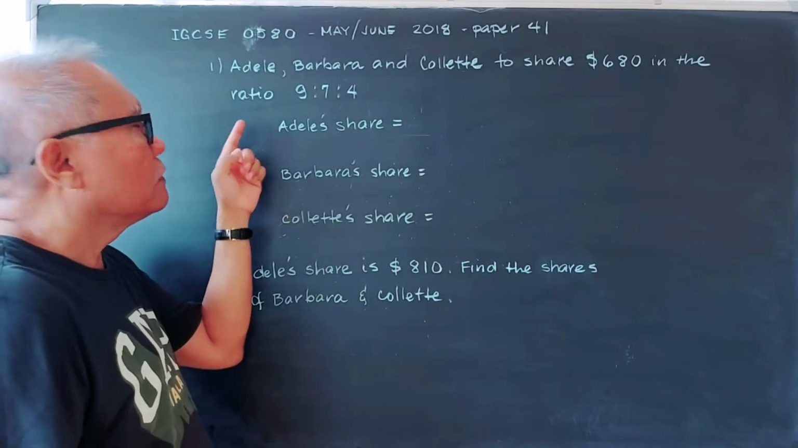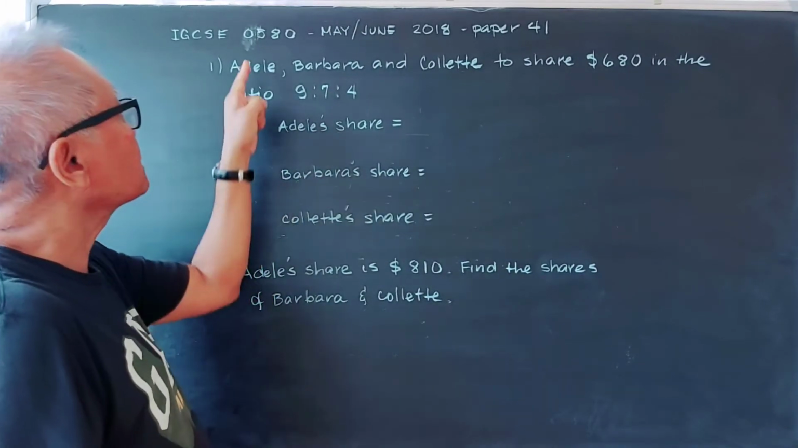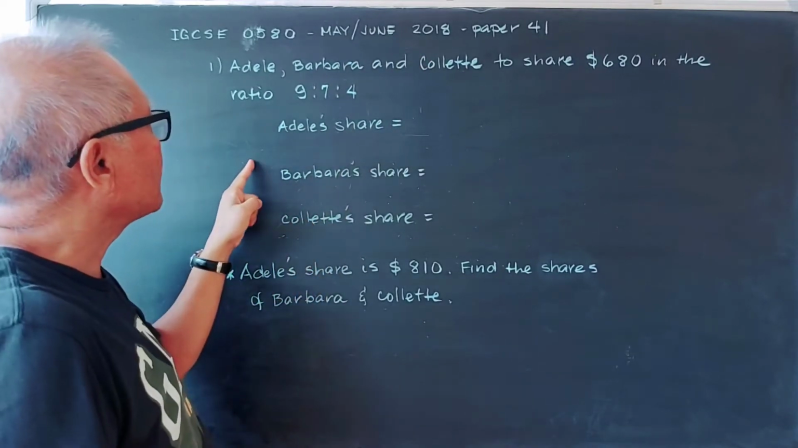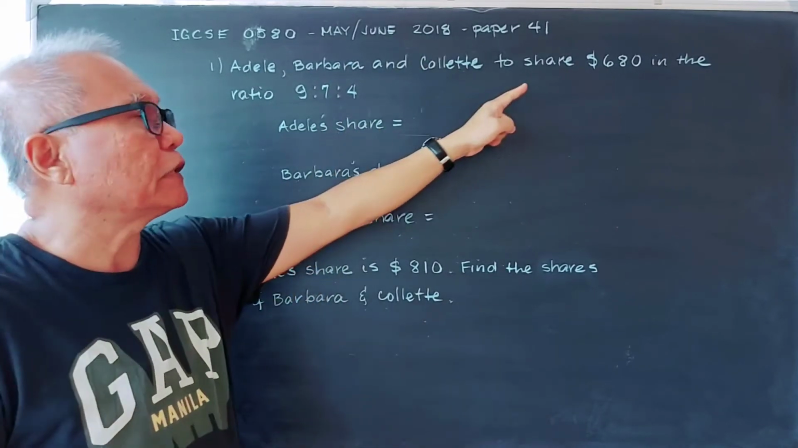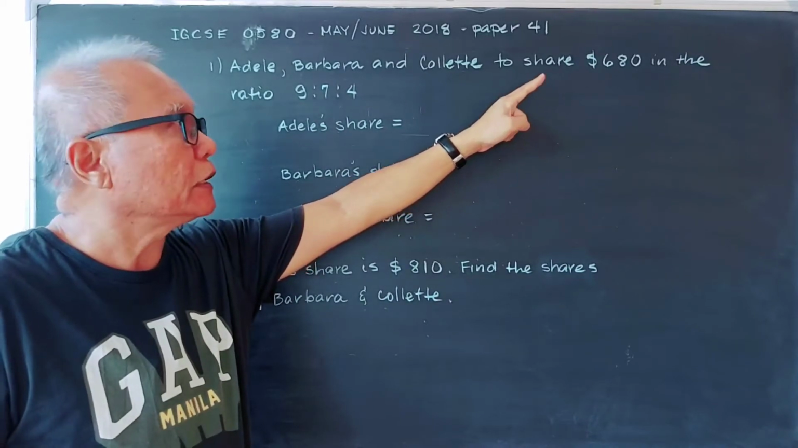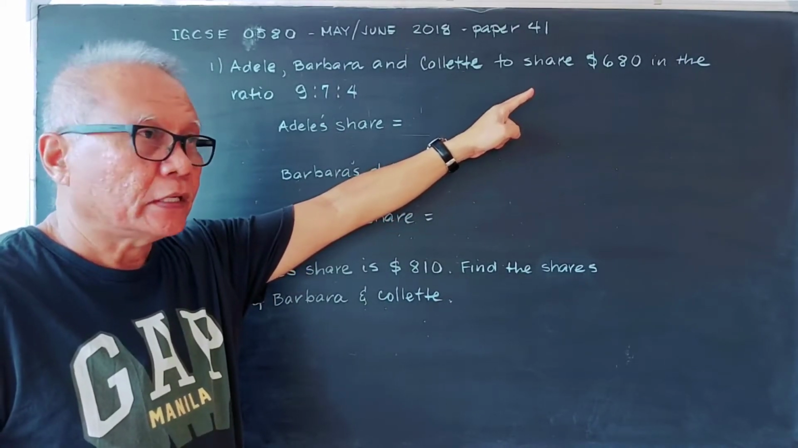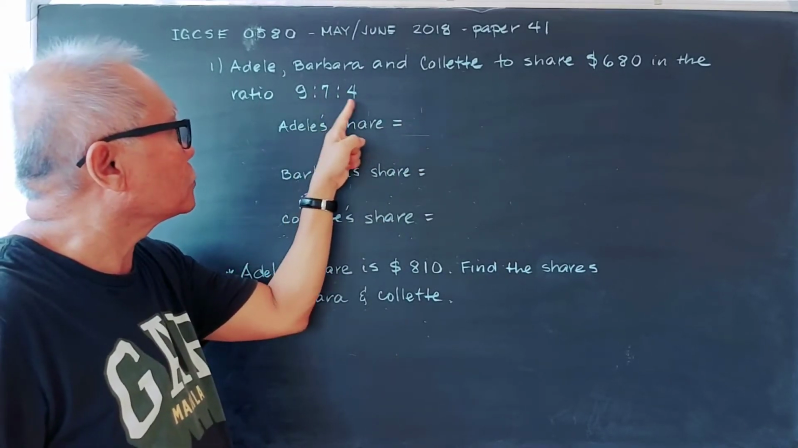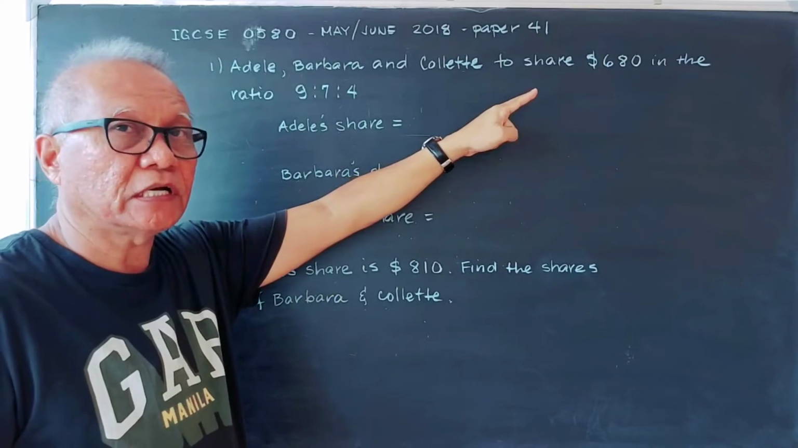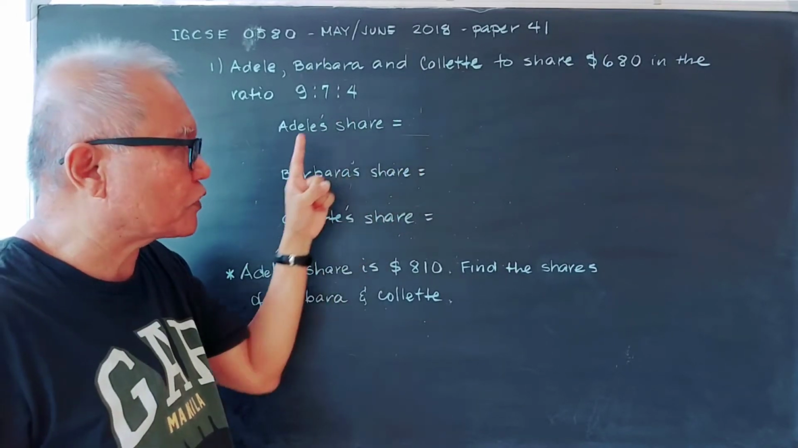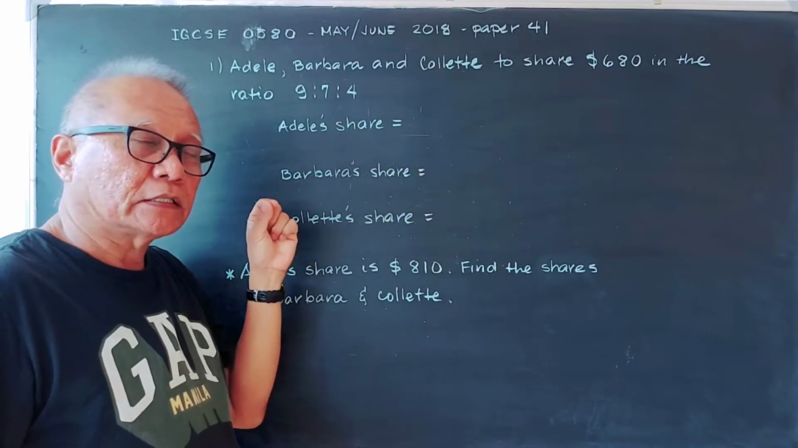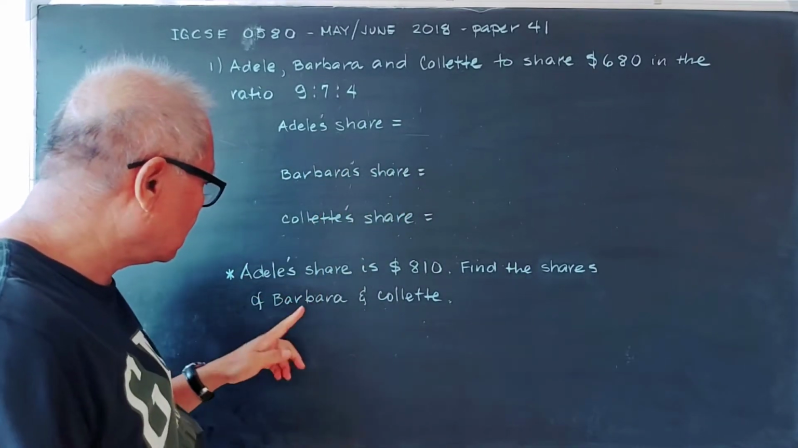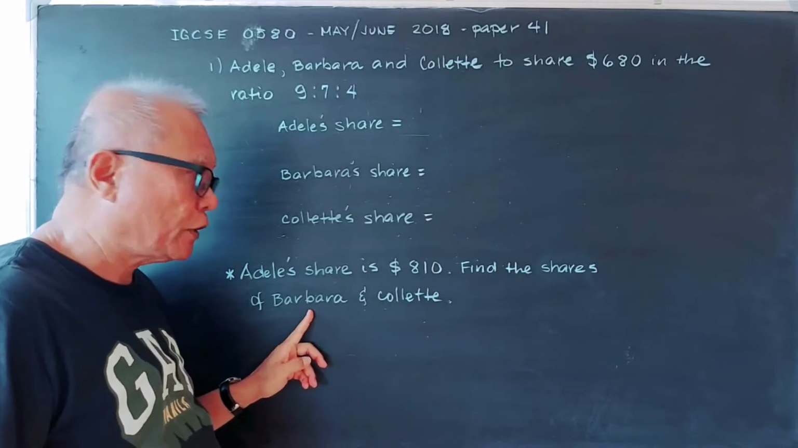For problem number 1, this is our May/June 2018 Paper 41 question 1. In this one, we have the total amount given, and then the ratio of the girls who are going to share that $680. That's our first problem, and usually it's the first one. It's the easier one.